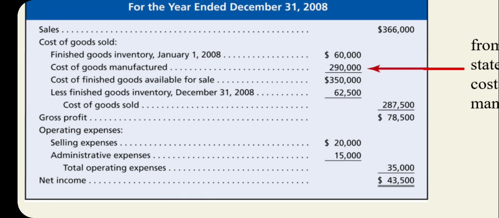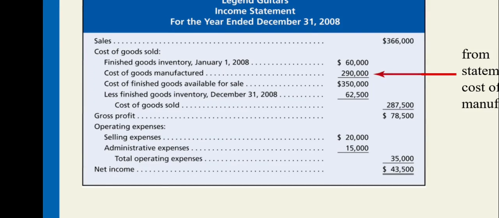$287,500. You will get gross profit, equal to 78,500. After you have calculated the gross profit, you have to minus the expenses. The first expense is selling expense. The second one is the admin expense. Total expenses equal to 35,000. So 78,500 minus expenses 35,000 equal to net income or profit, 43,500.